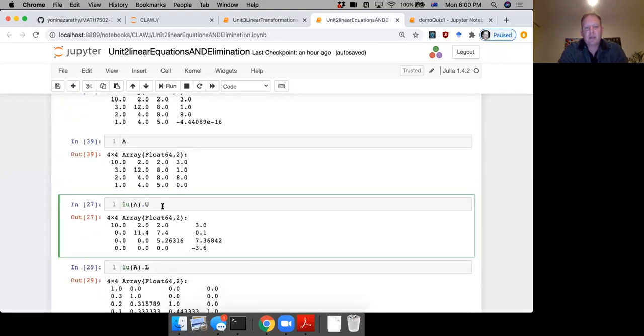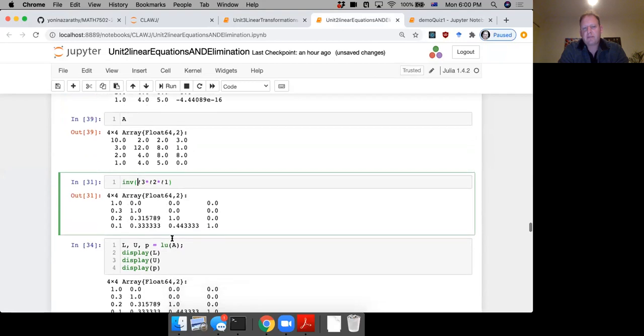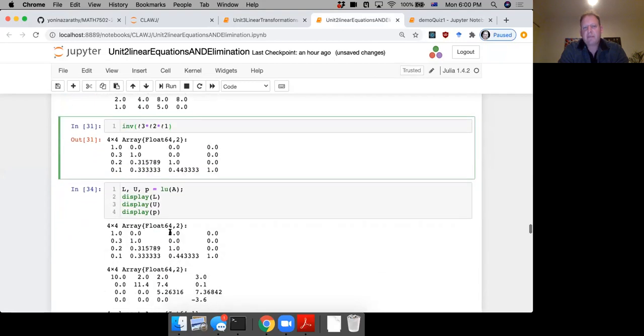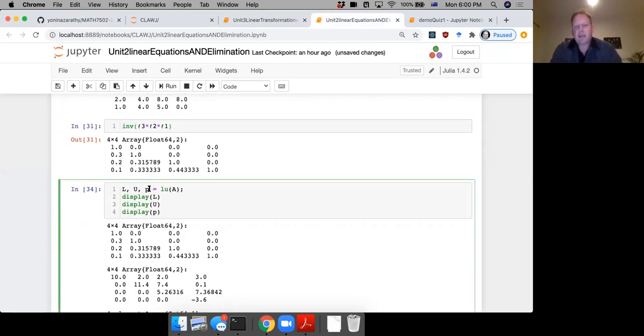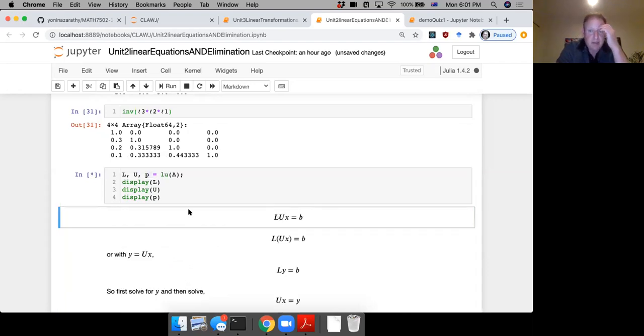Here, let me just delete a few entries, okay? L is the inverse of L3 times L2 times L1. Now, let me also say that you can get LU, the struct that this returns has several things, but the third thing is this P. So let me run this command.